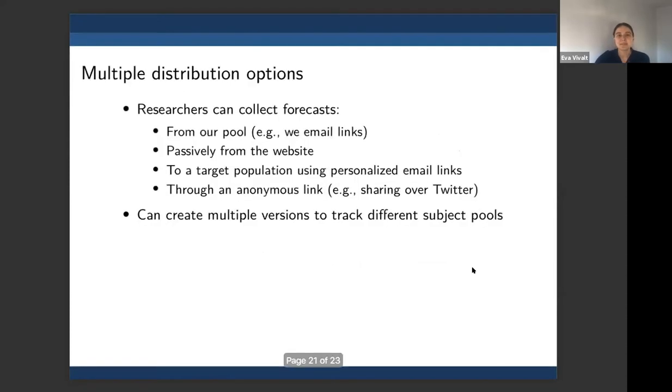Okay, so there's multiple distribution options. We've got our own pool. You can get them sort of passively from people who go to the website. You can use personalized email links to target certain groups. And you can make different subsets of these, right? So you can have multiple versions, and you definitely can track where people are coming from. And you can also distribute it, of course, through an anonymous link.